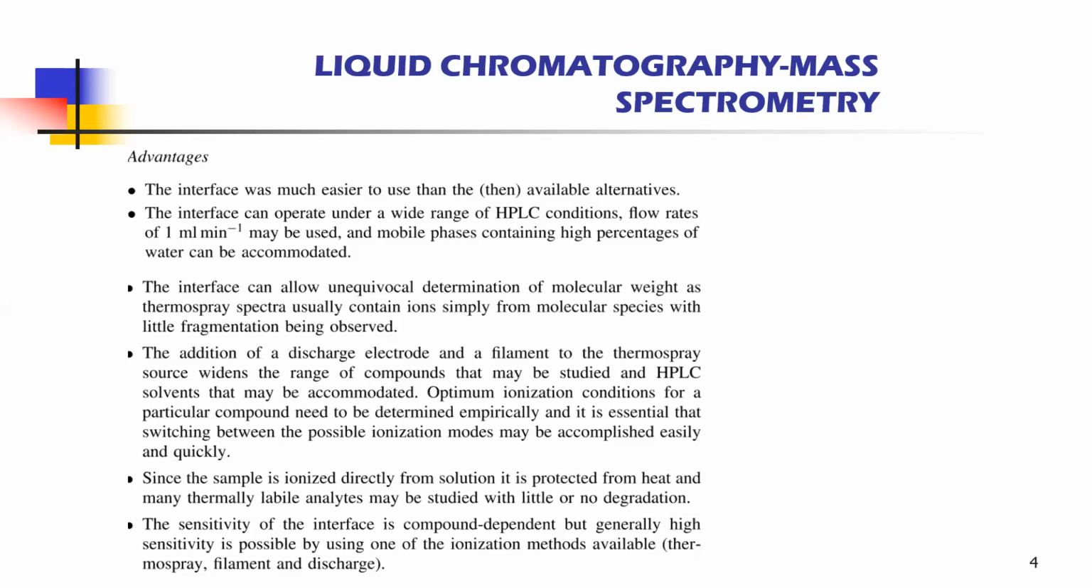And the fourth advantage is that since the sample is ionized directly from solution, it is protected from heat and many thermally labile analytes may be studied with little or no degradation. So thermally labile substances may be studied with the help of thermospray. We can have the analysis carried out for such heat sensitive samples. The sensitivity of the interface is compound dependent, but generally high sensitivity is possible by using one of the ionization methods available: thermospray, filament, or discharge. So these are some advantages of the thermospray interface system.